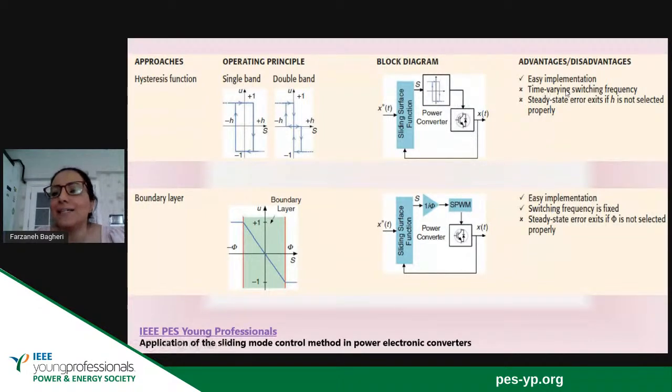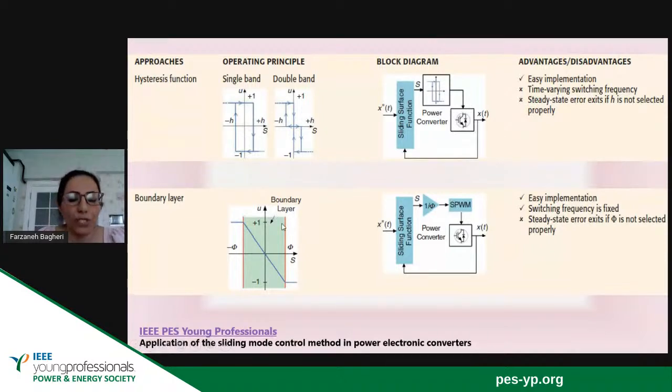So it has an easy implementation, but however, again, it has time varying switching frequency, and it has a steady state error because the band of the hysteresis has a very important characteristic. If you do not choose it properly, the steady state error can exist. There is a second method that we are using for solving the phenomena of the chattering. We call it boundary layer.